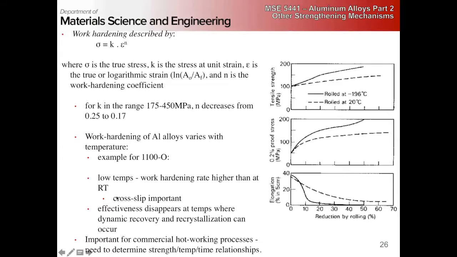For all things aluminum, cross slip is really important. The ease at which aluminum cross slips because of the high stacking fault energy, right, means that in general our work hardening rates are going to be very low, right?